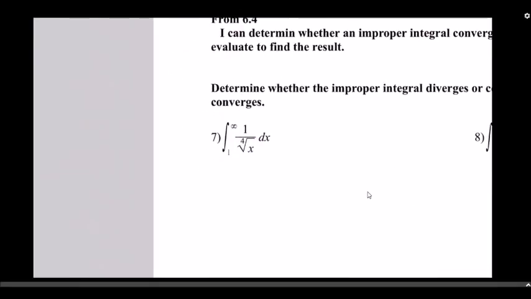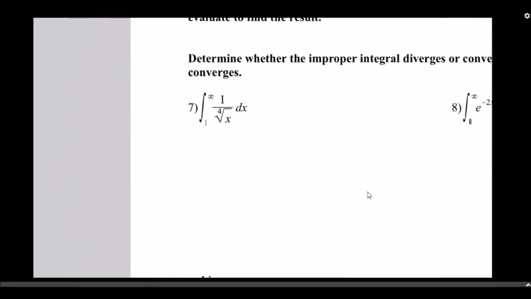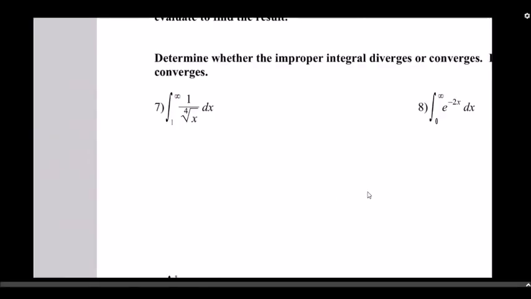So what we have here, since the upper limit there is infinity, and as always with integration, we don't want to leave a radical down there. So I'm going to go ahead and rewrite this as the integral from 1 to infinity of x to the -1/4. That's going to be a little bit easier to work with.